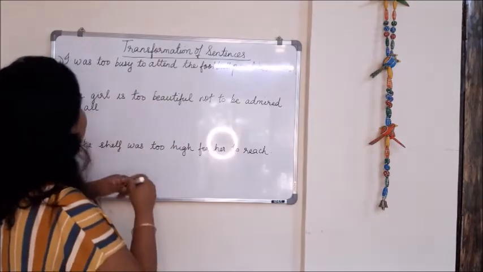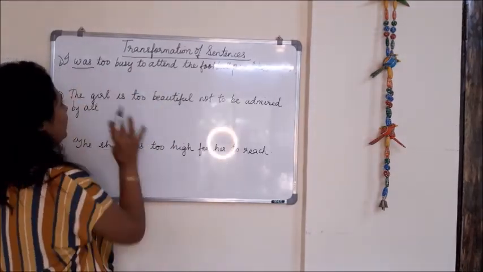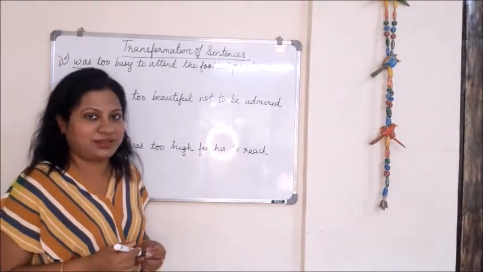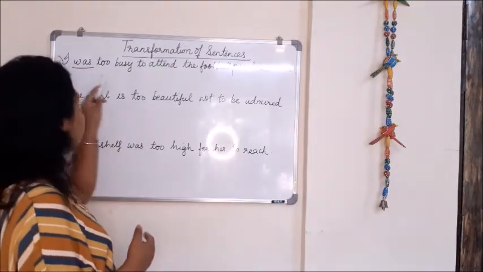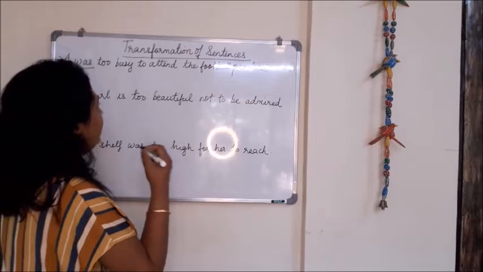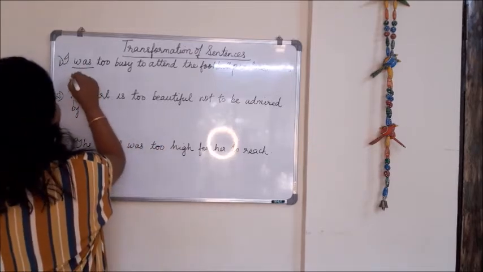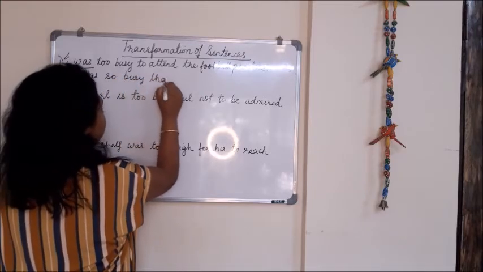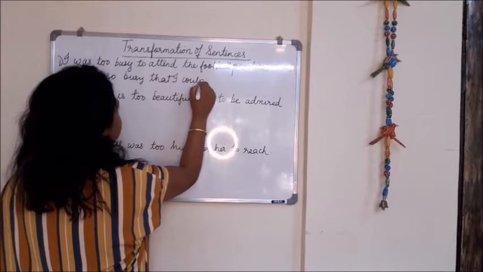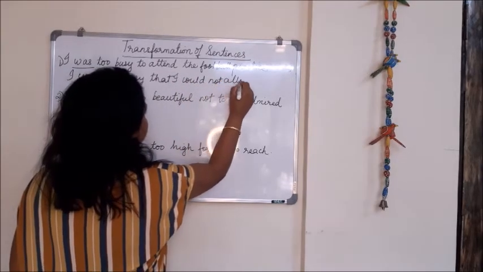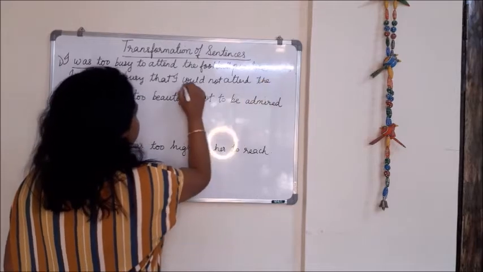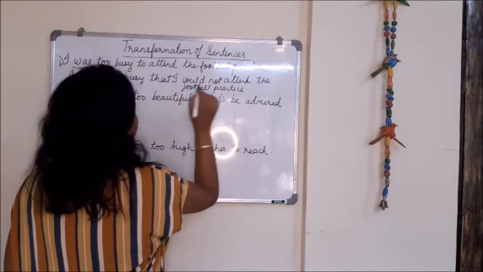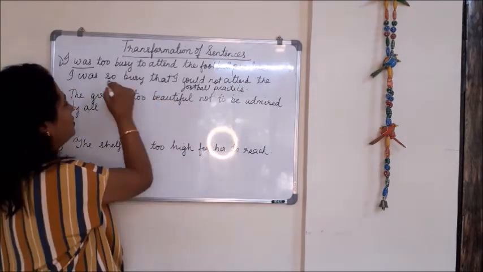Now here we can see that I was. So was is the only verb over here. I was too busy to attend the football practice. So this is a simple sentence. Now, if we have to replace this too and to with a so and a that, how do we do that? I was so busy that I could not attend the football practice. Okay, so we have replaced too with so and that.